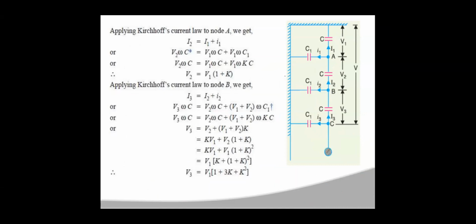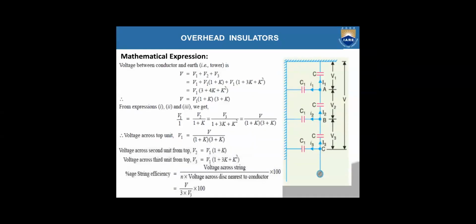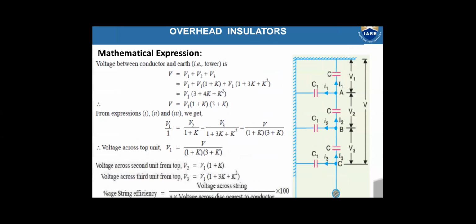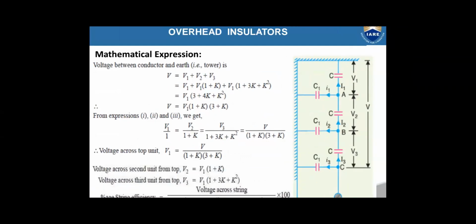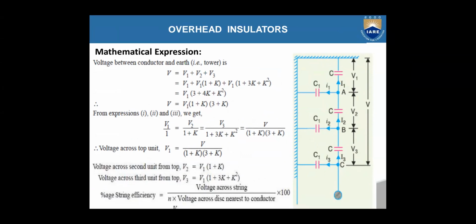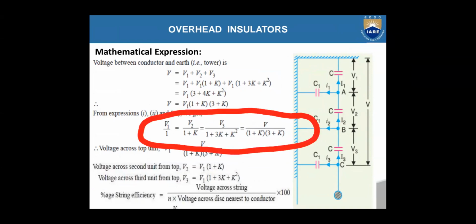From these two equations and the final equation, V is equal to V1 into (1 plus K) into (3 plus K). This also can be written as V1 is equal to V by (1 plus K) into (3 plus K). So from all the three equations, V1 is equal to V2 by (1 plus K), or V3 by (1 plus 3K plus K square), or V by (1 plus K) into (3 plus K).